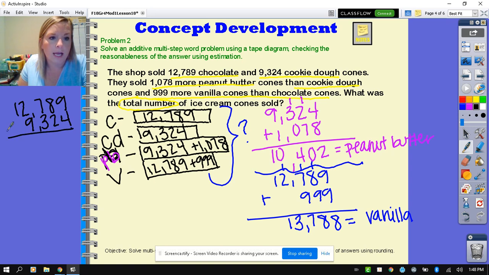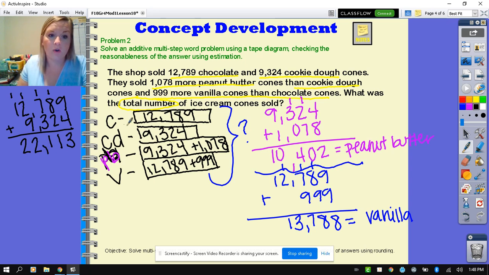I'm going to do those and then I'm going to continue to add on from there. So 9 plus 4 is 13. 8 plus 2 is 10, plus 1 is 11. Same for this. 7 plus 3 is 10, plus 1 is 11. Carry my 1. 9 plus 2 is 11, plus 1 is 12. And 1 plus 1 is 2.